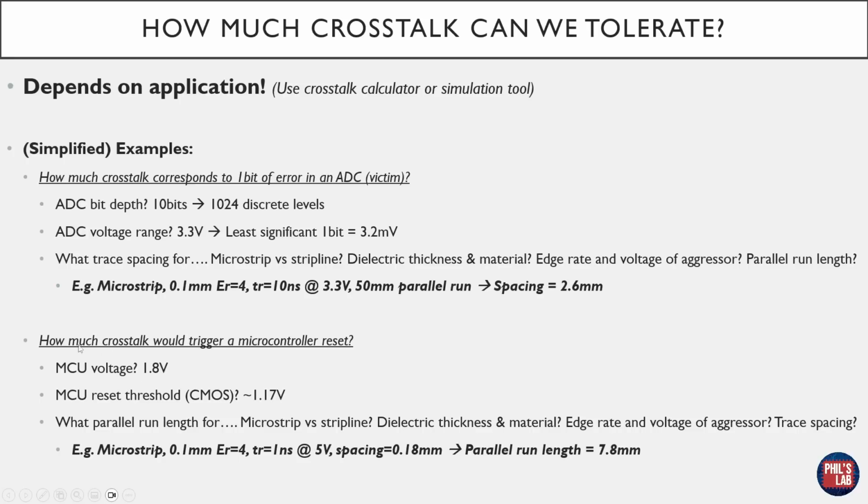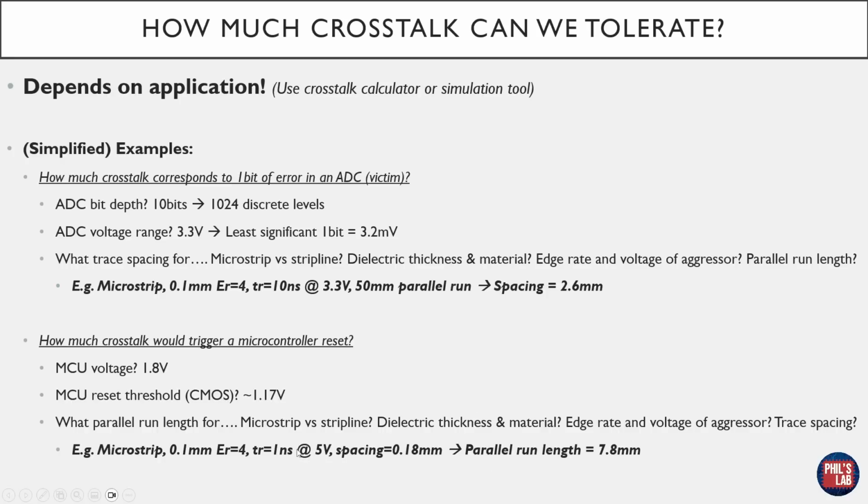Similarly, we could look at a different example, looking at how much crosstalk would trigger a microcontroller reset. In this case, our MCU might be running at 1.8 volts. If it's a CMOS reset, then that high-level reset might be at 1.17 volts. And then again, we can ask various questions. What are the PCB materials, the thicknesses, the edge rates of the aggressors, and so on? And in this case, we might want to ask, for a given trace spacing, what is the maximum parallel run length allowed to not trigger a reset?